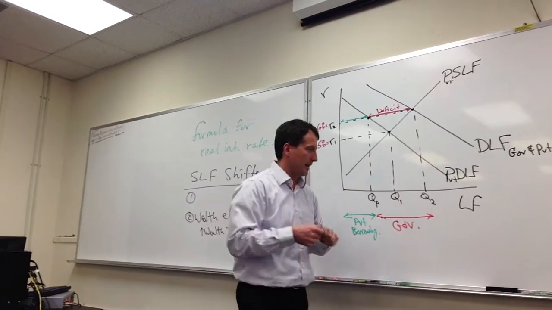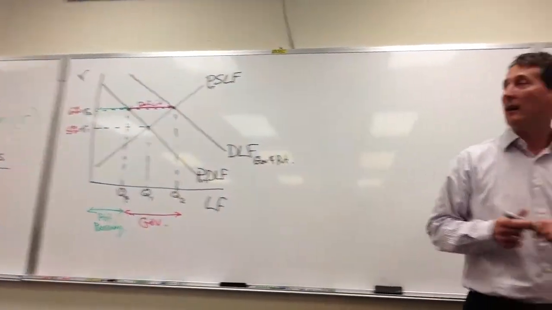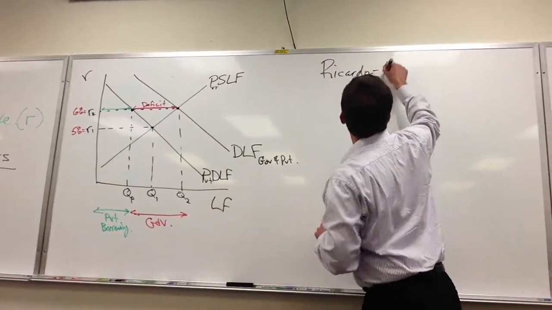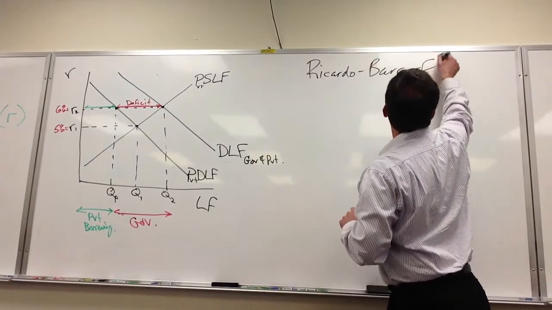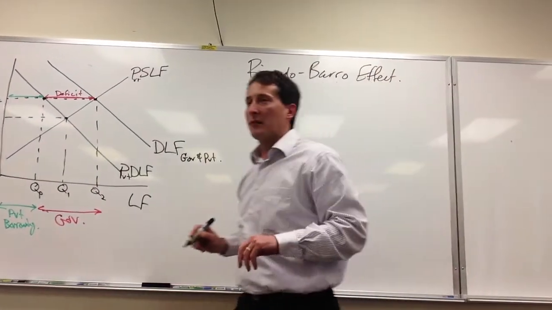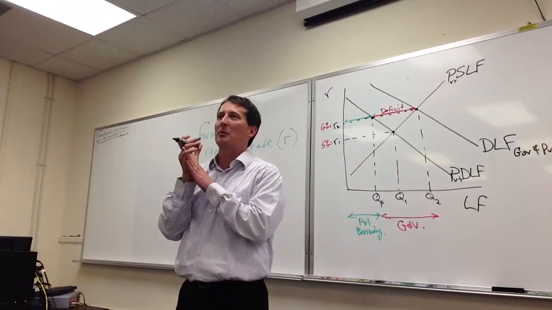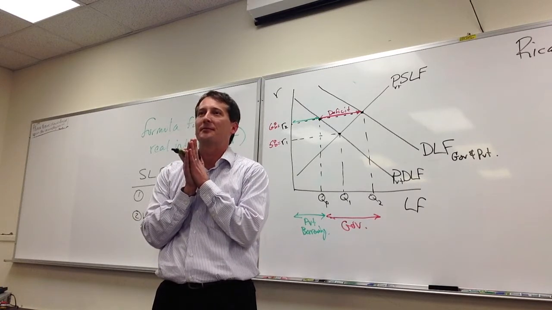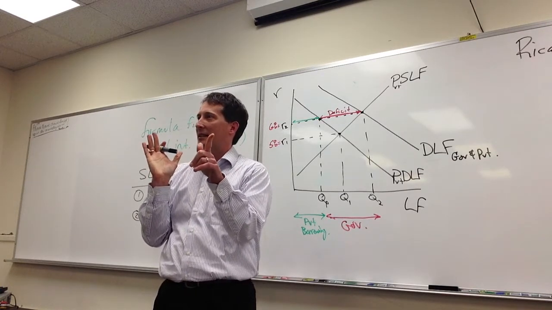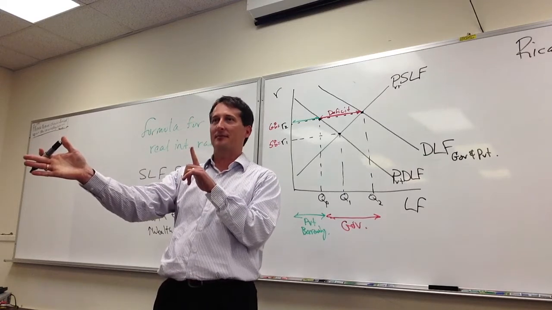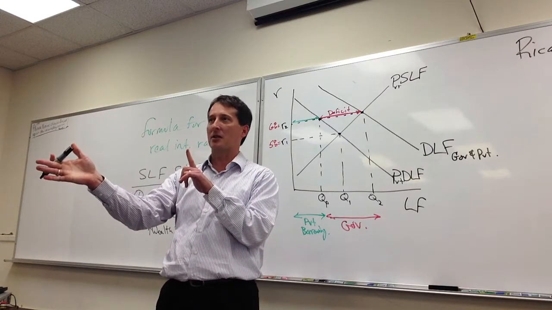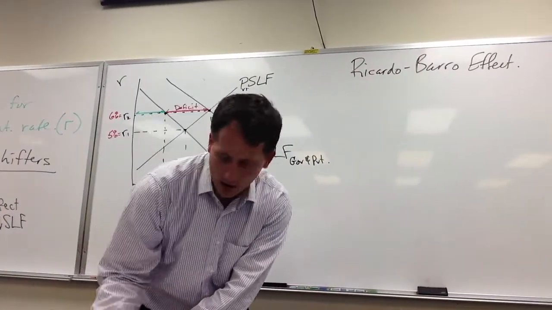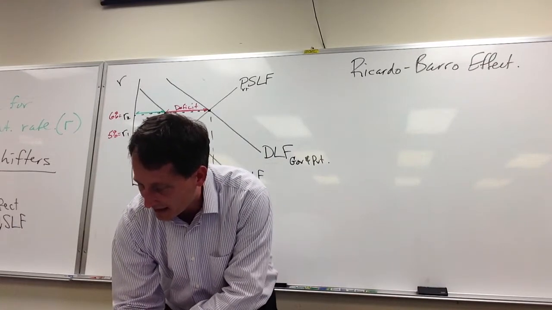All right, so the very last thing I left you with was something called the Ricardo-Barro effect. Now, for an extra credit point, since I'm being so generous this morning, Ricardo, ring a bell for you? Who is David Ricardo? Economist, King of England. Okay, so he was way back. Good, John, let me mark you down here. So we had the King of England guy. Yes, that was David Ricardo.